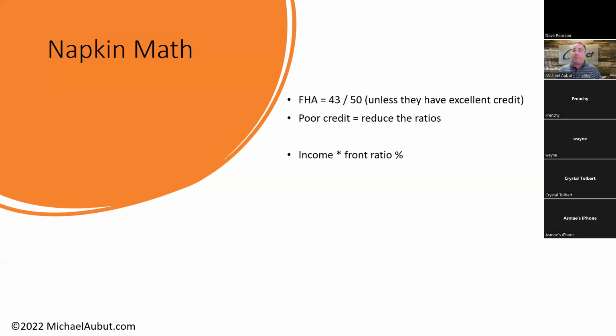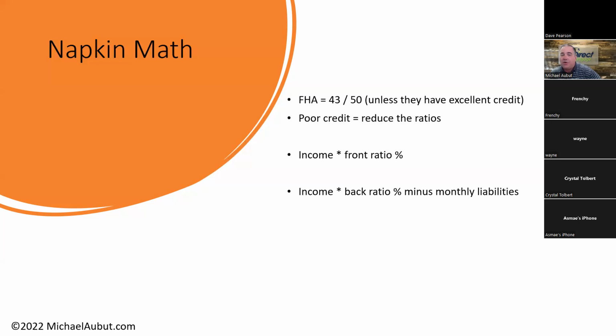Remember, I calculated their monthly income, and that's what we did last week. I'm going to take that number and multiply it by my front ratio. We're going to do this practically on the next slide. I'm just giving you the formulas now. So my monthly income times my front ratio. Now the back ratio is my income times the back ratio minus the monthly liabilities.